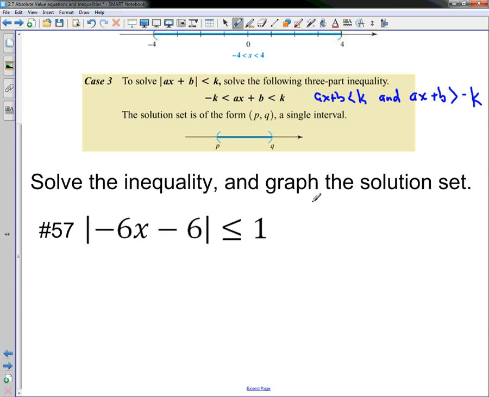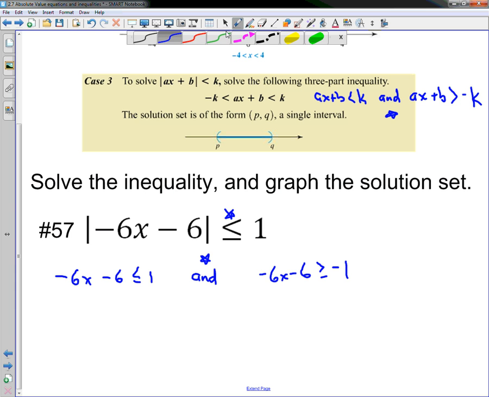So let's go ahead and look at our first example here. We want to identify, do we need to move anything over, just like the other ones? Nope. Look at our symbol. It's a less than or equal to. So I'm going to use this right one because I think you're probably more comfortable with that. So we have negative 6x minus 6 is less than or equal to 1. And remember to use the word and because we're using a less than or equal to symbol. Negative 6x minus 6 is greater than or equal to negative 1. So notice that I've flipped the inequality and it's greater or equal to negative 1.